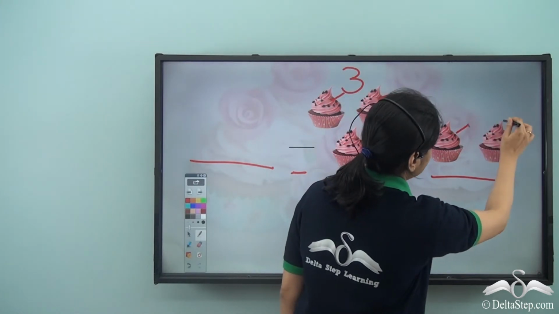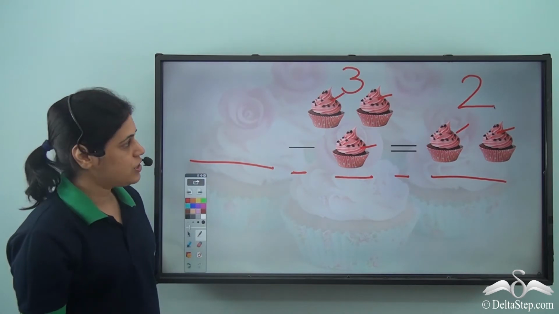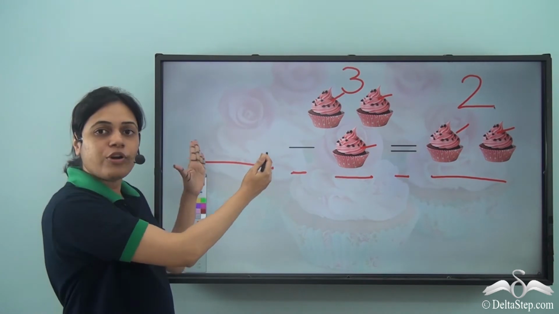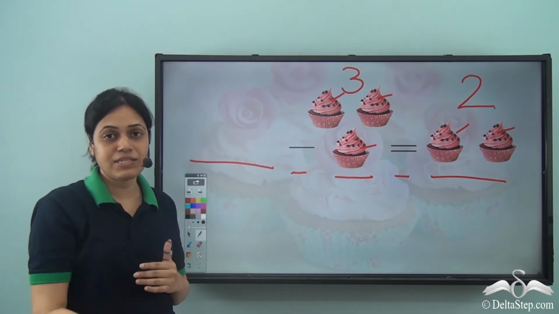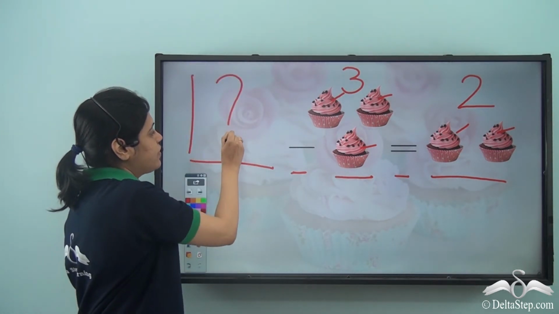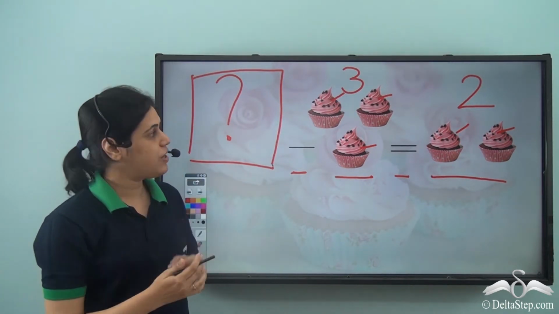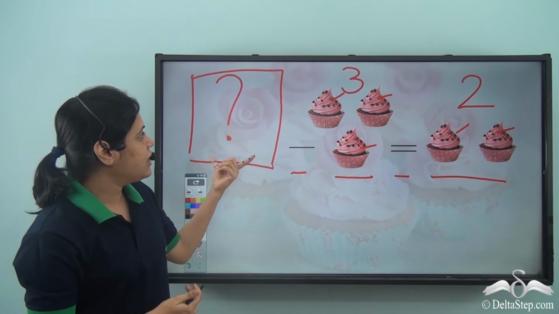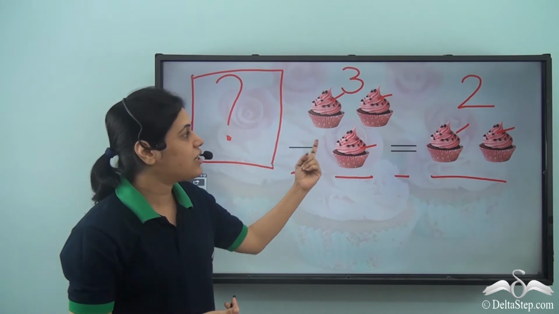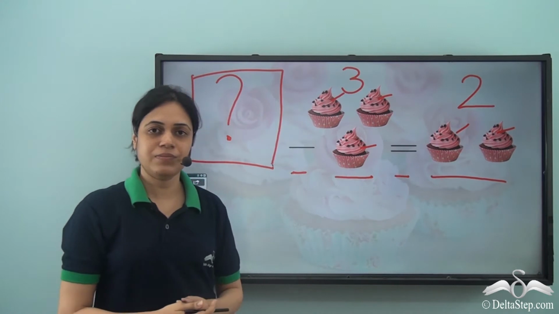And on this side, I have 1, 2, 2 cupcakes. And over here, I don't have anything. So the cupcakes on this side are missing, and we need to find how many cupcakes should be here. Right? So basically, how many cupcakes are here so that if we subtract 3 cupcakes, we still have 2 cupcakes.